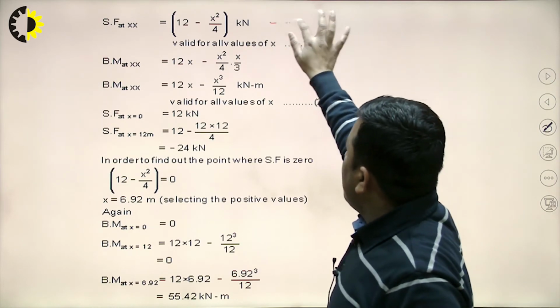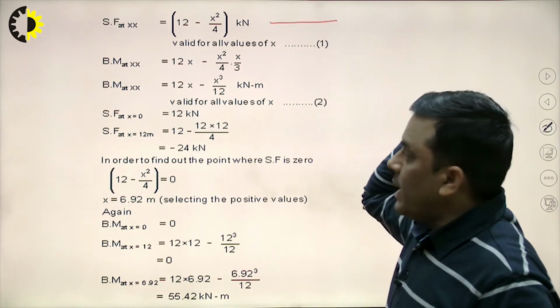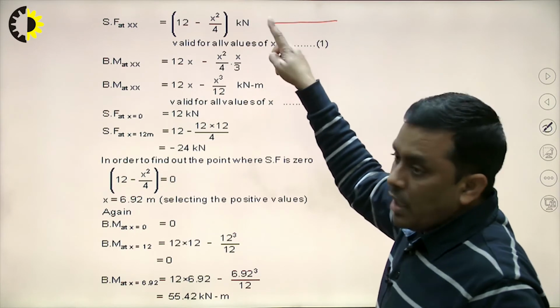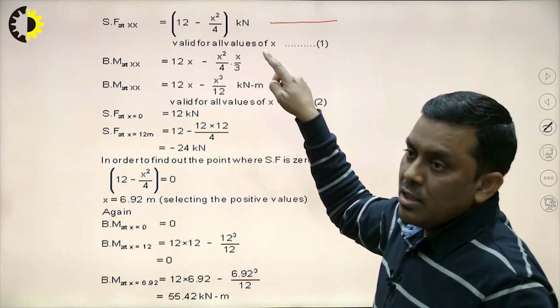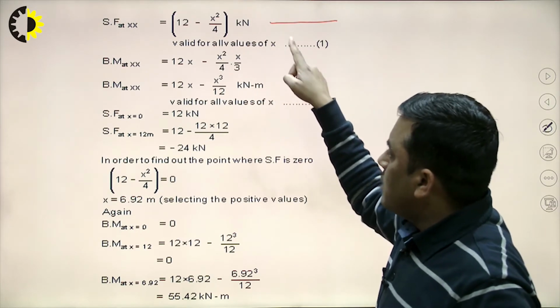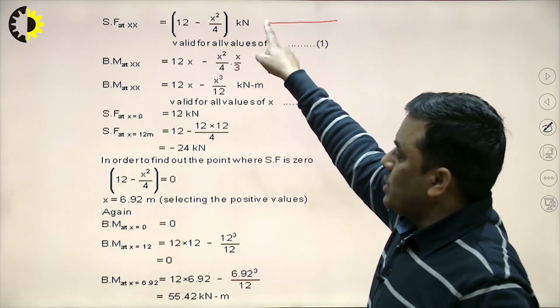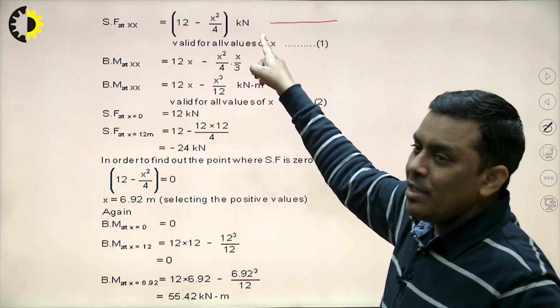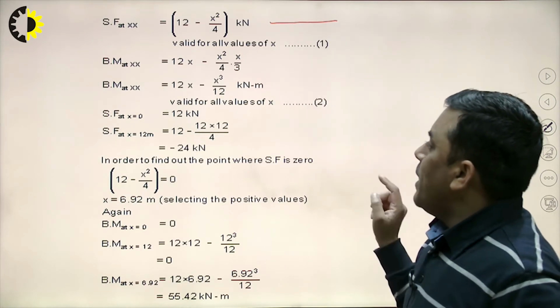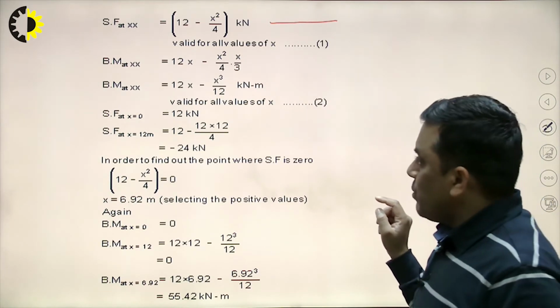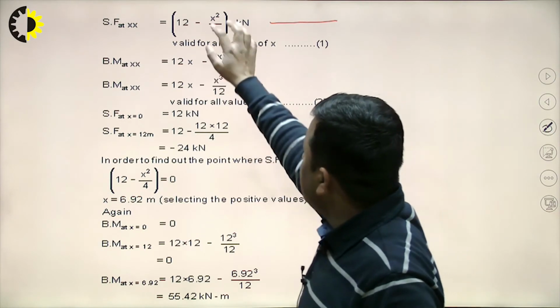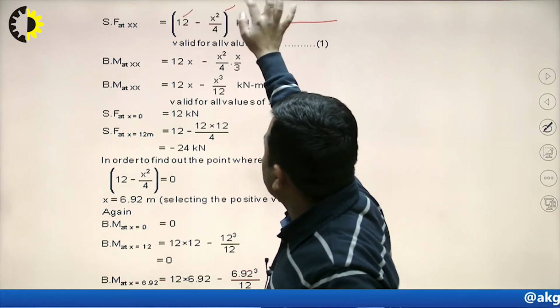Now, we can observe here that as the load changes from UDL to UVL, the equation changes from an inclined line to a parabolic equation. So, now the shear force curve will be parabolic. Now, come to the bending moment equation. Bending moment equation: the moment due to these two loads, 12 and x square by 4.